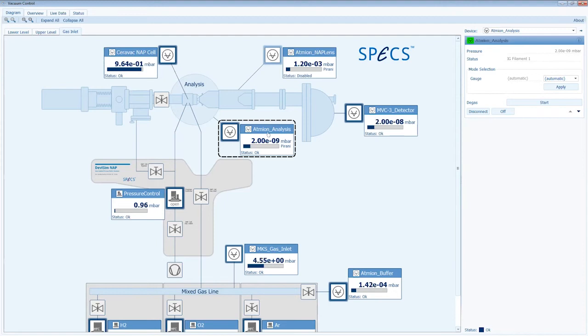So at the beginning, you should always be very careful. We start from the lowest possible flow and check if the pressure in the analysis chamber is okay. If it's okay, then you can let in more gas and go further.